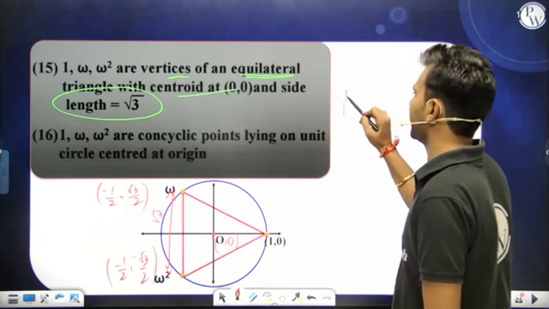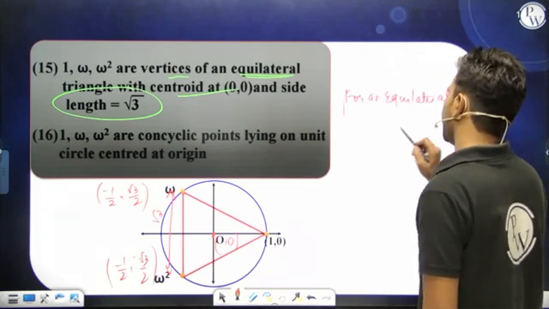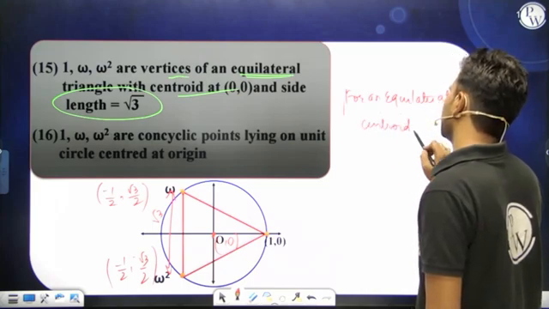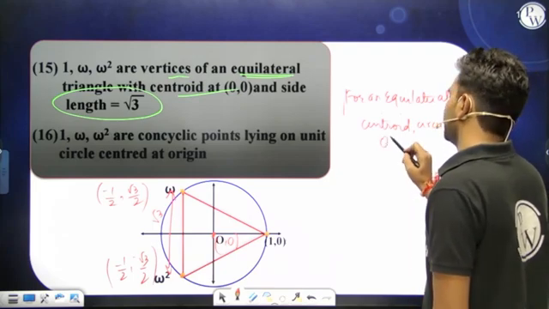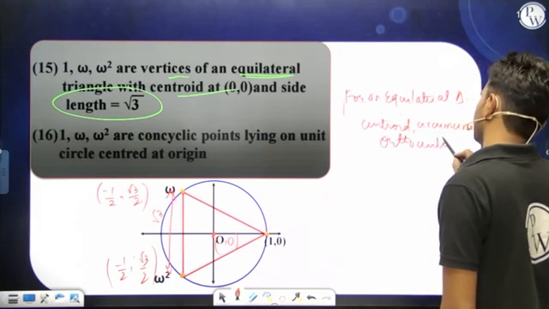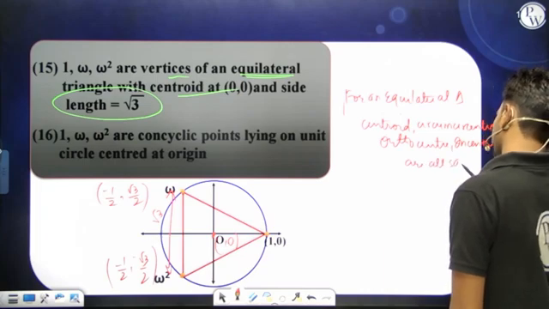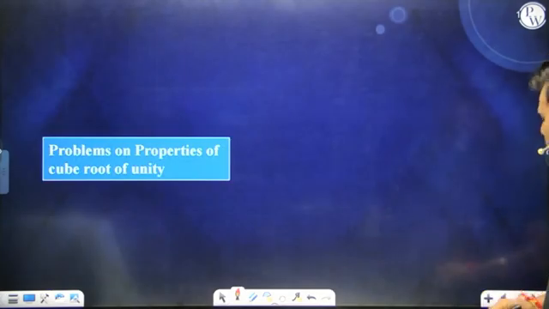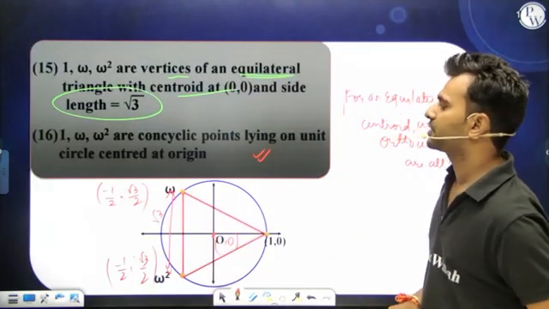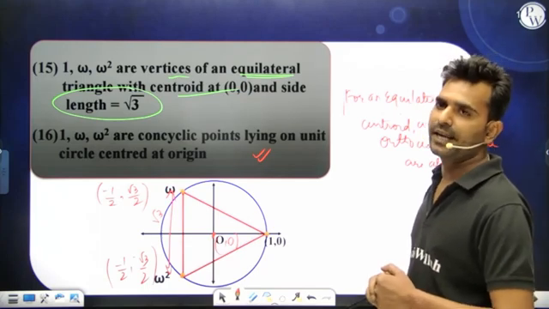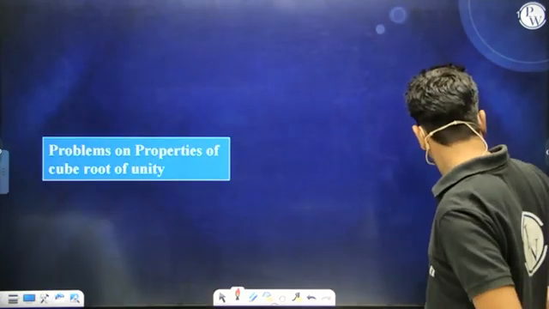And by the way, for an equilateral triangle, if you remember, the centroid, circumcenter, orthocenter and incenter are all the same. Yes or no? Okay, so keep this in mind always. And 1, omega and omega square are concyclic points lying on a unit circle centered at origin. Concyclic points means lying on the same circle.